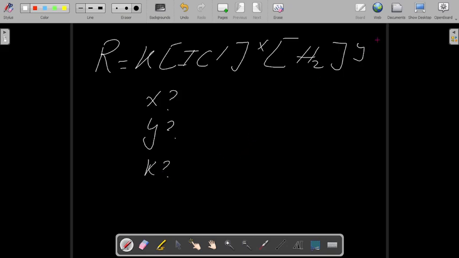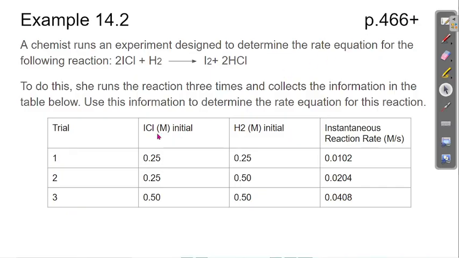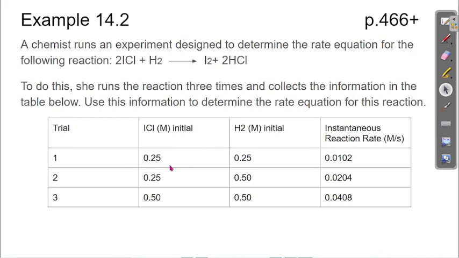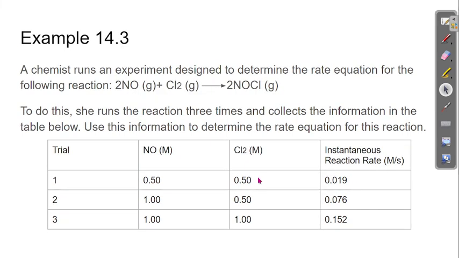Let's go back. Let's look at the trials here. In the first trial, both concentrations are the same. Here's the rate of the reaction, so how fast the concentration was changing over time. What happened in trial 2? The concentration of reactant A did not change. The concentration of reactant B changed. How? Well, it doubled.